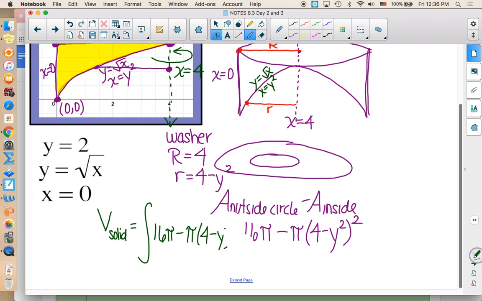But if I'm going to do a dy, then I need to make sure that my bounds are in terms of y. So my lowest y will represent the bottom ring, and my highest y will represent the top. So we're going from 0 to 2 as far as our y's go. So once we integrate, we should end up with a volume of about 46.914 cubic meters.